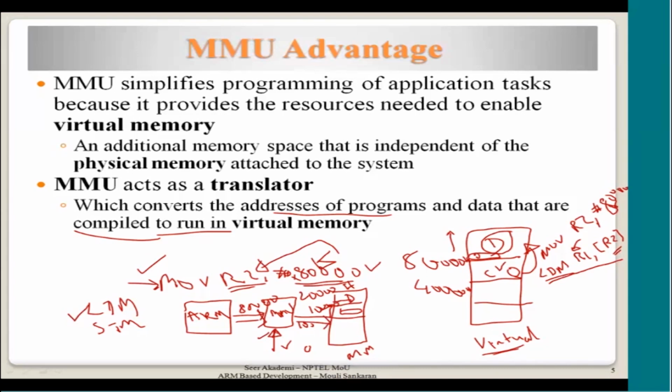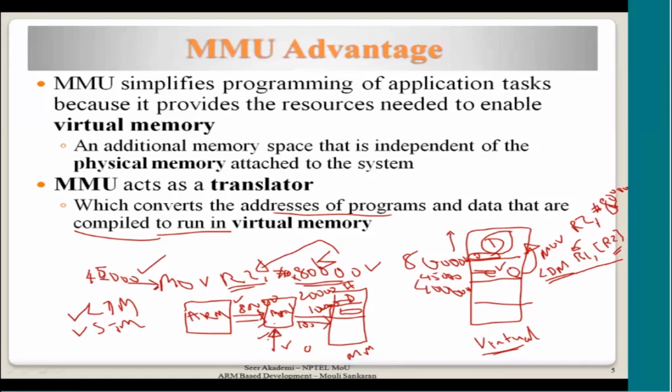So it translates not only the addresses generated by the LDM and STM instructions, it also translates the code addresses. Suppose this code is residing in the original program at 45,000, assume. Then R15 will be initialized with 45,000, and it will generate this address to access the instruction.